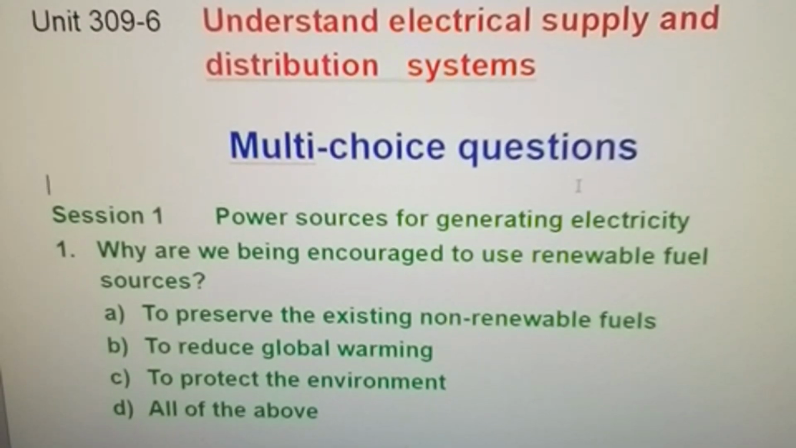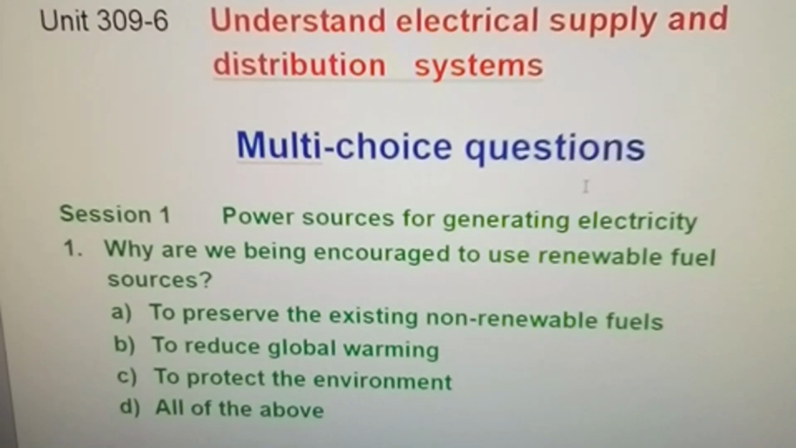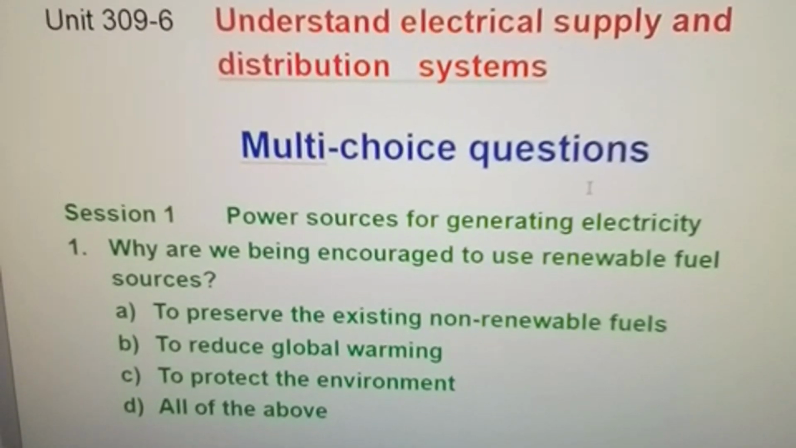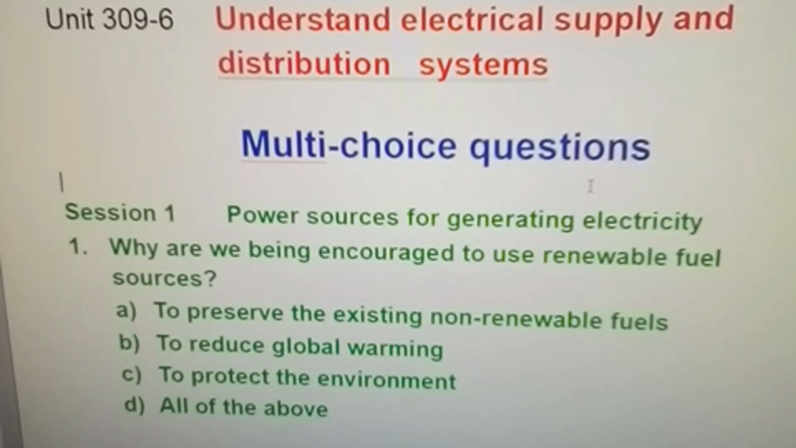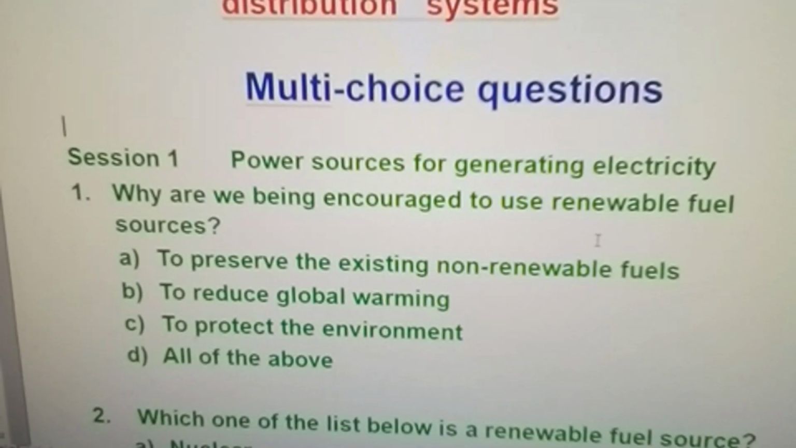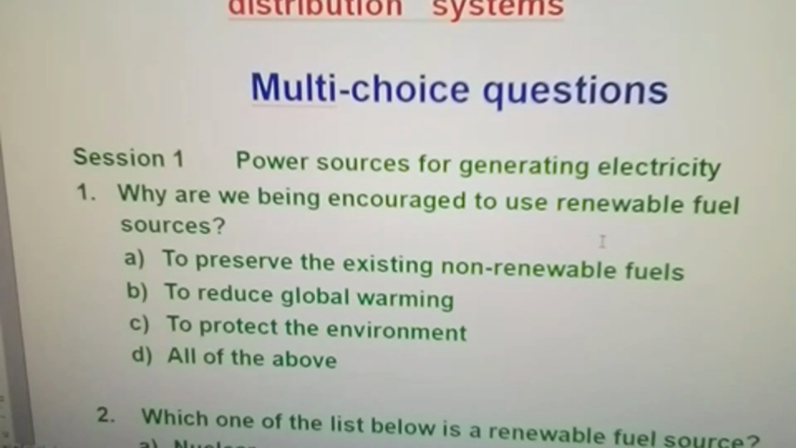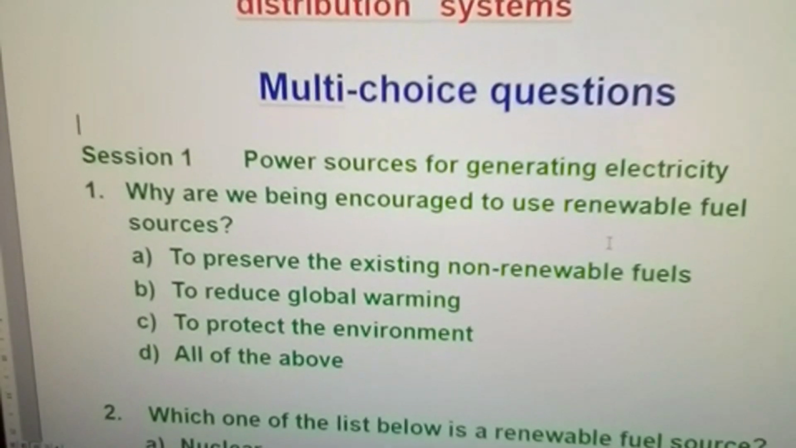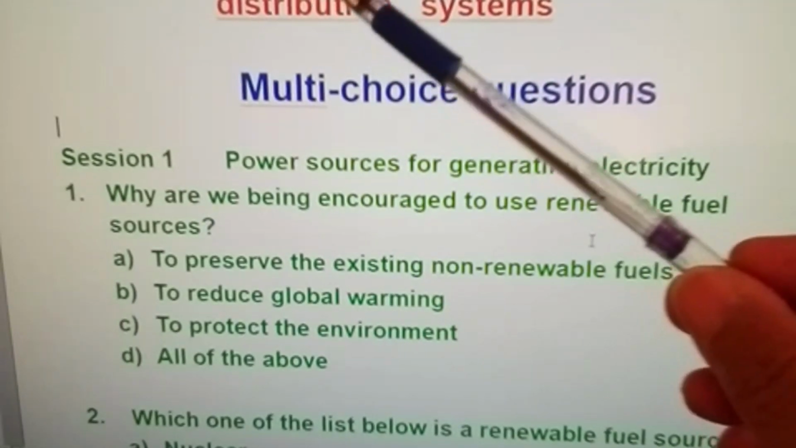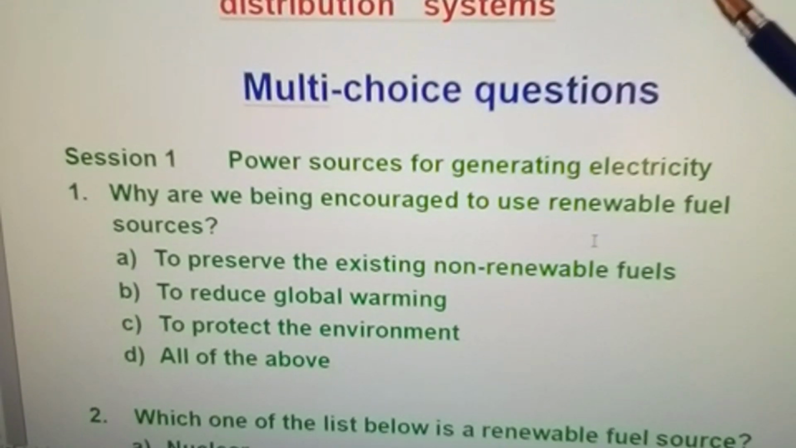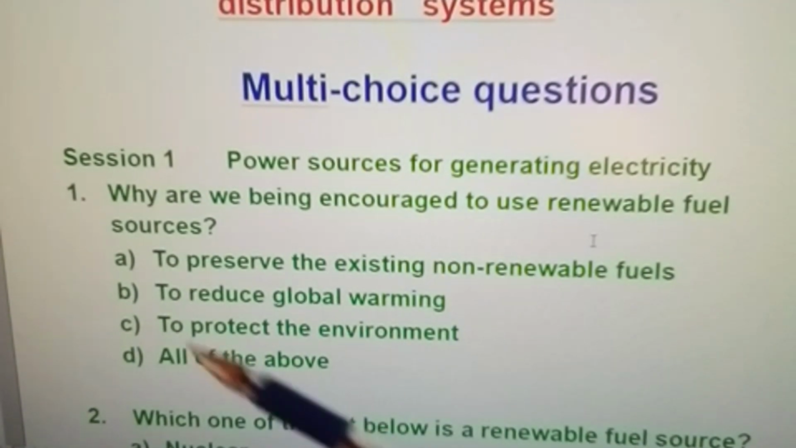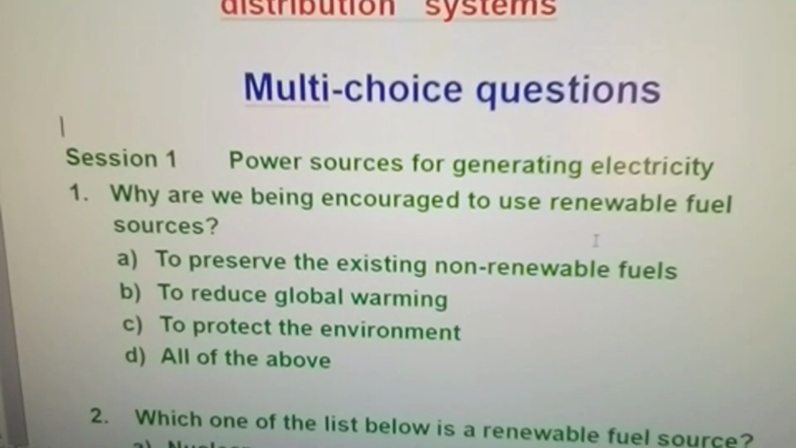Now, what I'm looking at here is for you to be able to look at these questions and answer those questions using the handout as well as an additional learning tool. Now here we have multi-choice questions basically. And understanding electrical supplies. Understand electrical supply and distribution systems. Multi-choice questions. Now, power sources for generating electricity.